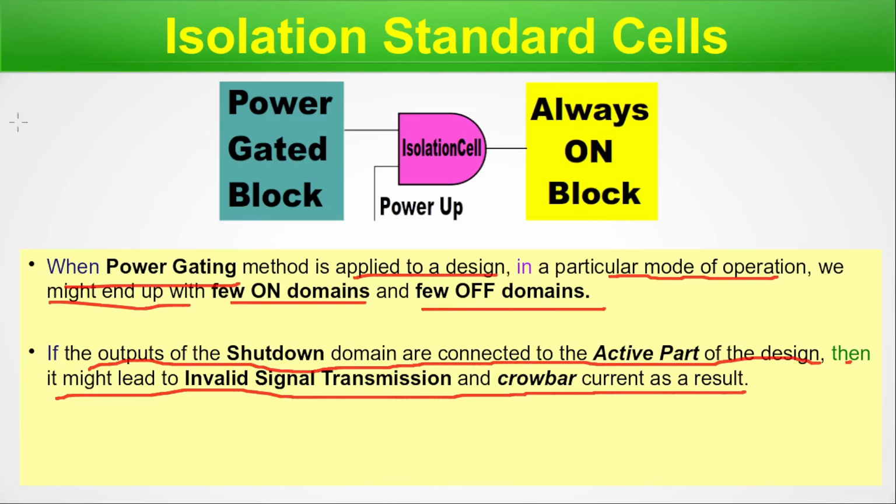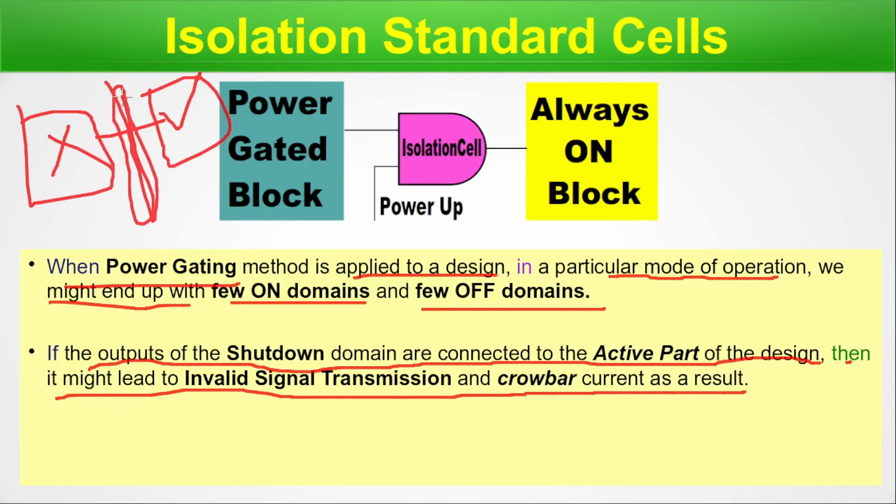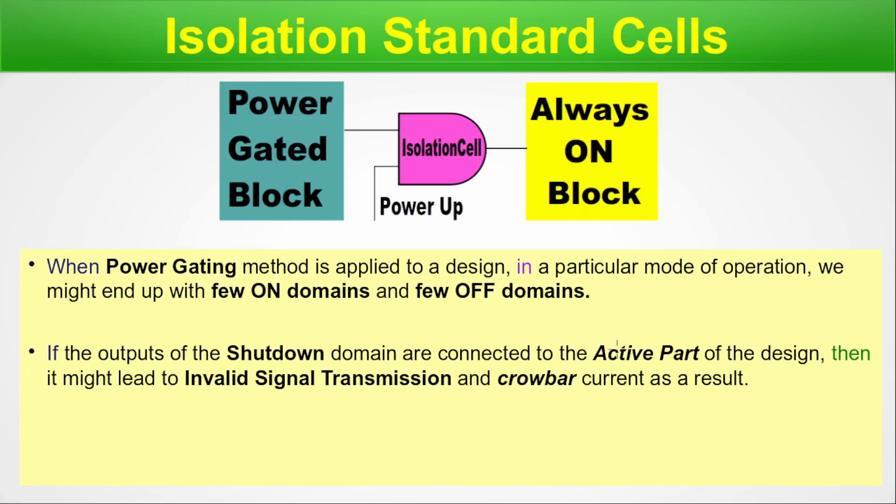So that means there is a block which is shut off and there is a block which is on. So this is off and this is on, and we have a connection, right? We have to isolate the two, right? This is done by the isolation standard cells. Otherwise, signal going from one block to another block will be misinterpreted with misleading results.